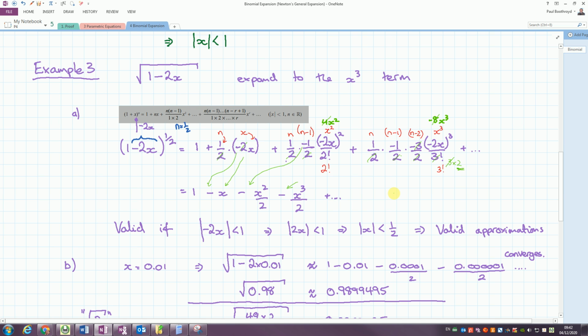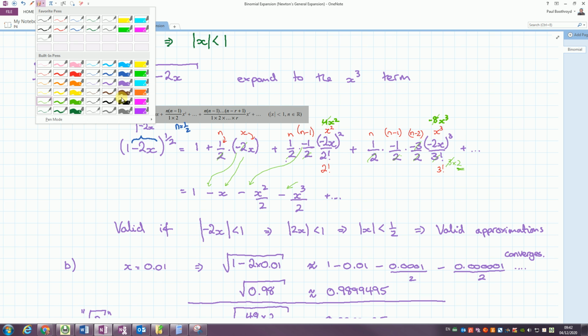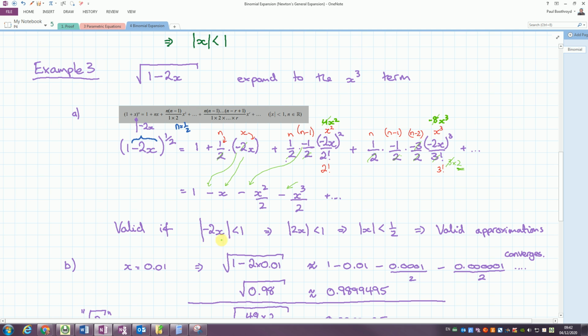We should also say what values this is valid for. It's only valid if what was x is smaller than 1 in size. So the minus 2x has got to be smaller than 1, and that's why it's inside a modulus. The modulus deals with the minus, gets rid of it. So the modulus of x becomes smaller than a half. And that tells us that we've got valid approximations. If x is bigger than this, the numbers blow up and they get further and further away from the number you calculate. So it is only a valid approximation if x is less than a half.